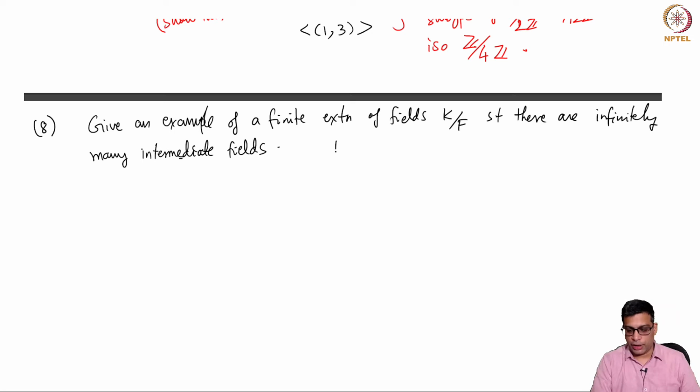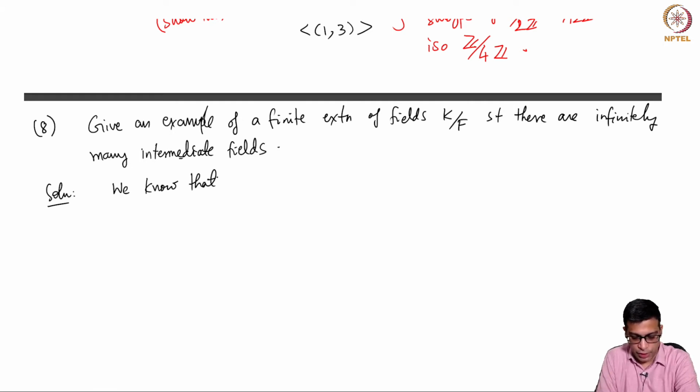Okay, so you want K over F finite, but this will have infinitely many intermediate fields. I gave, immediately after proving the main theorem, that if you have a separable finite extension, there are only finitely many intermediate fields. So we know that any example that has this property has to be inseparable.